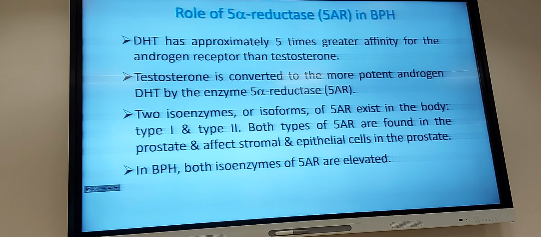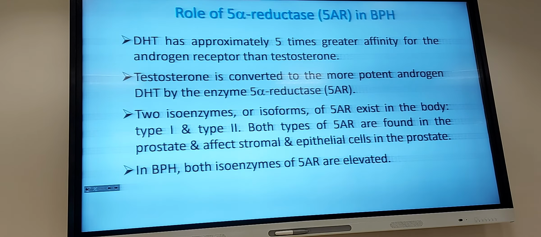This statement is important. Both isoenzymes of 5-alpha reductase are elevated in BPH. So in patients who have BPH, you see elevation of these isoenzymes. So this may be the underlying cause. It's not just that testosterone is going down or up with aging, but it's probably the upregulation of this enzyme, which is increasing DHT in the prostate, leading to proliferation.